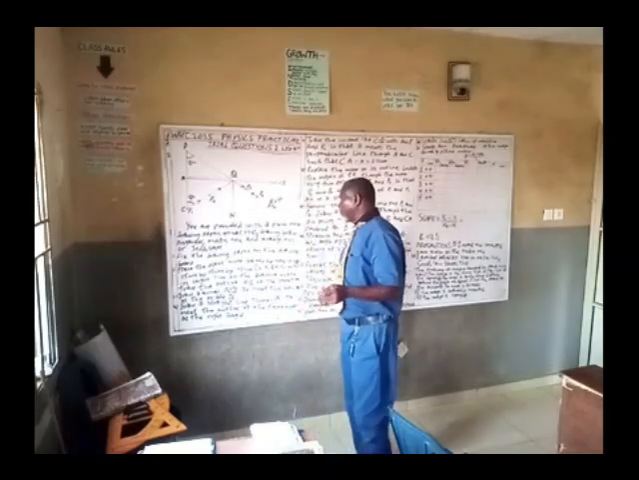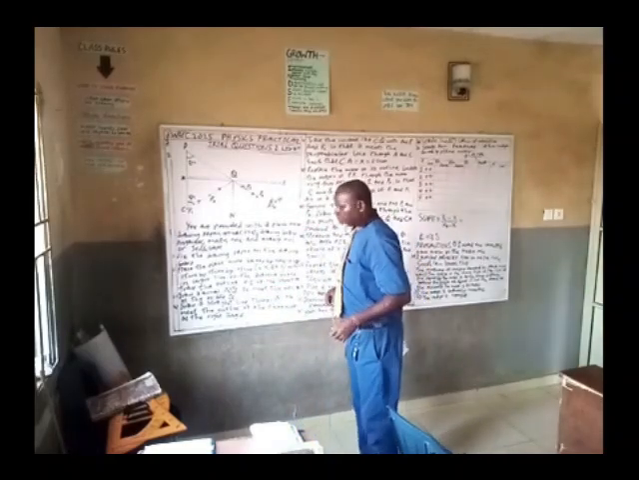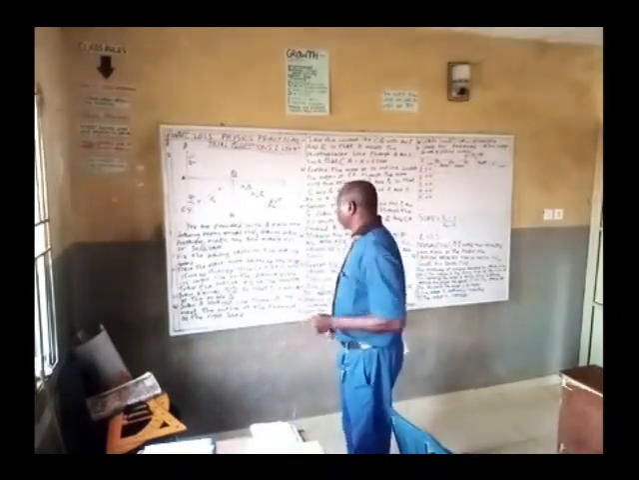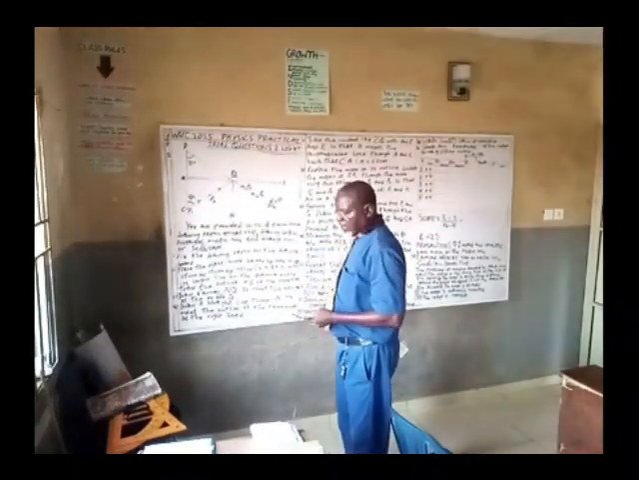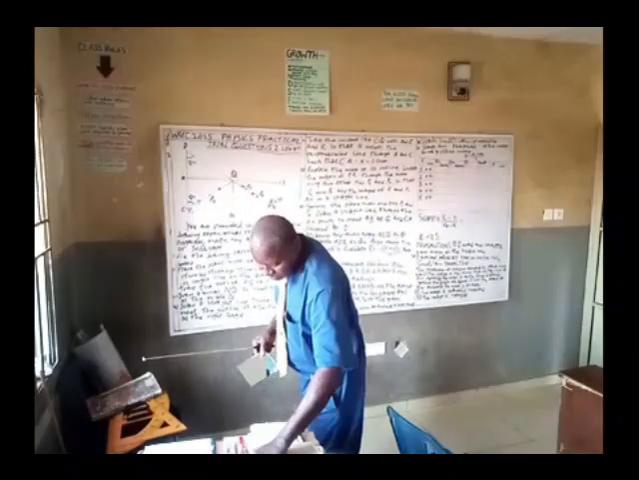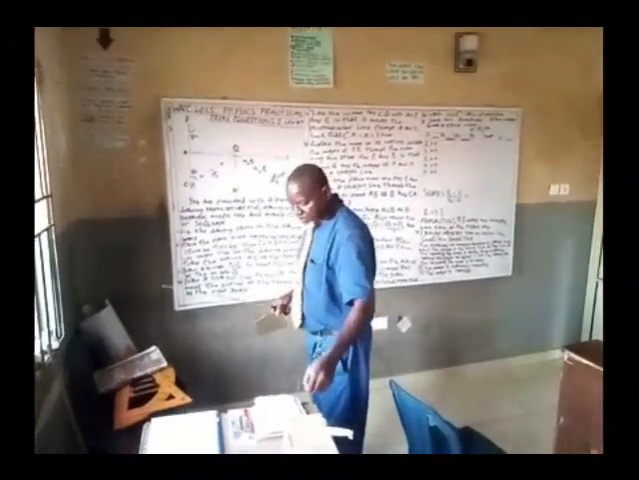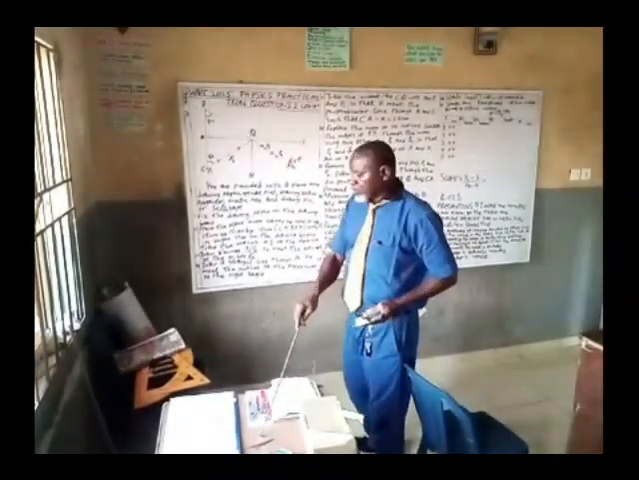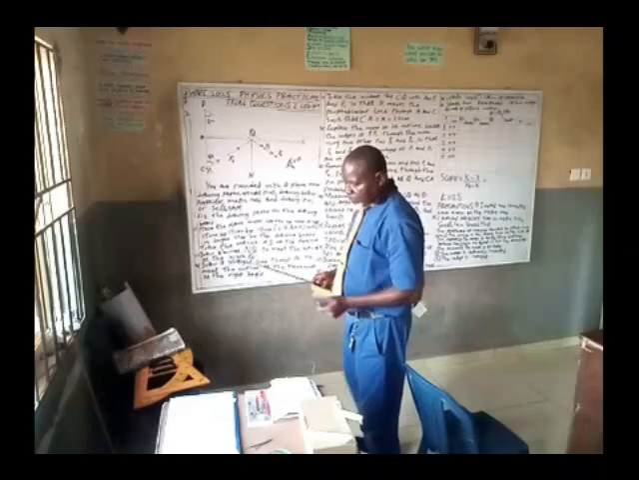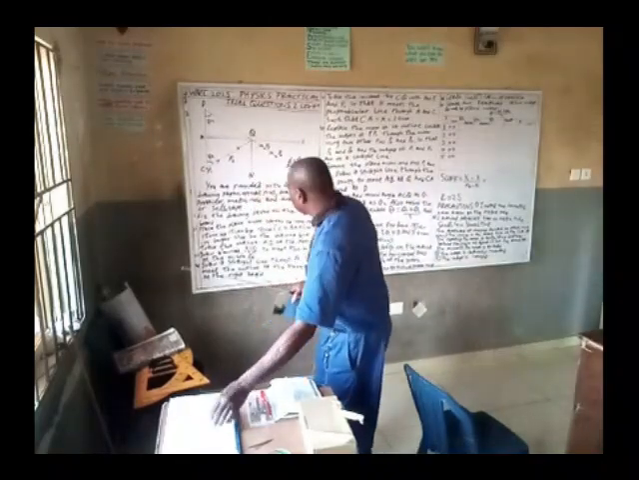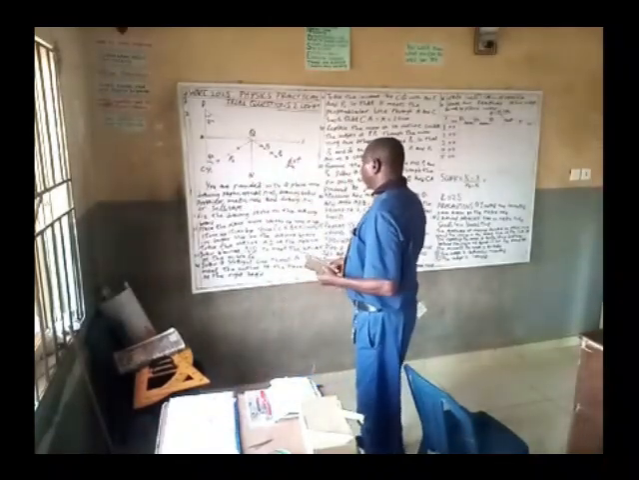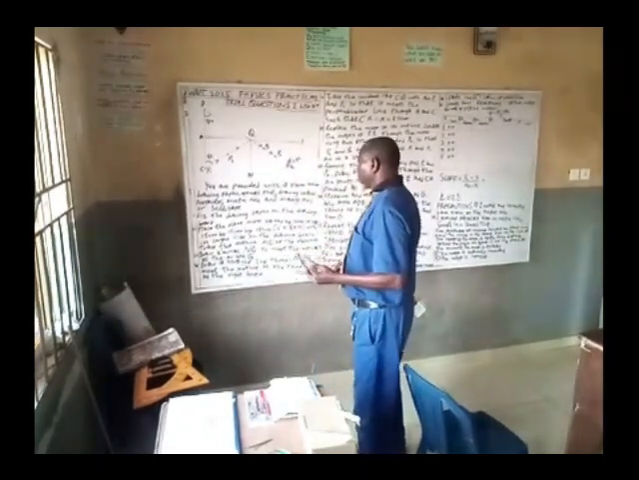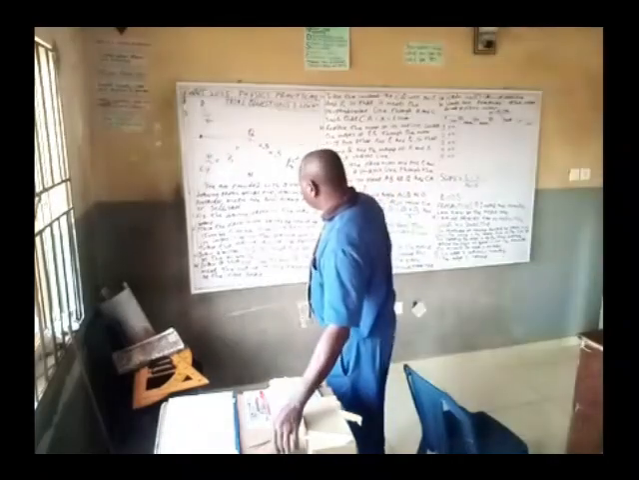You are provided with a plane mirror, drawing paper. This is the plane mirror, drawing paper, optical pins, drawing board, protractor, meter rule, and drawing pins or sellotape.